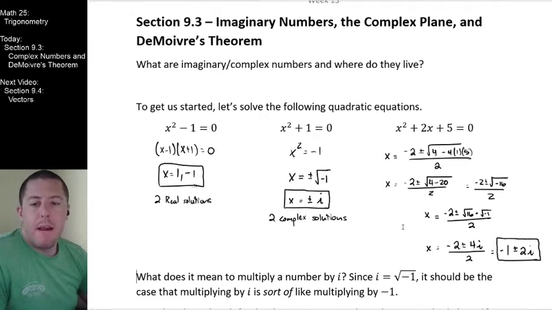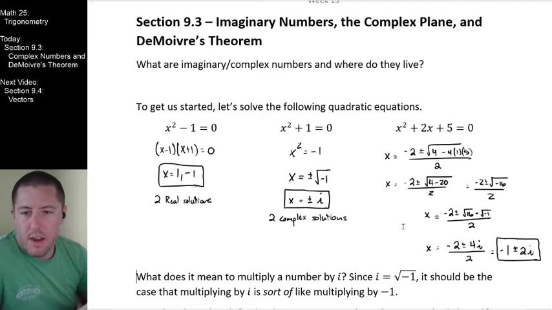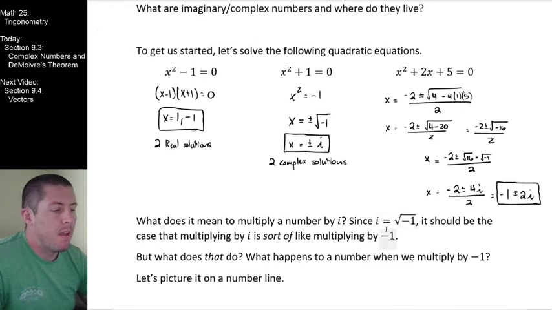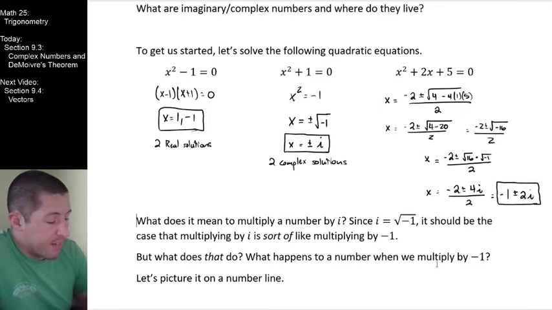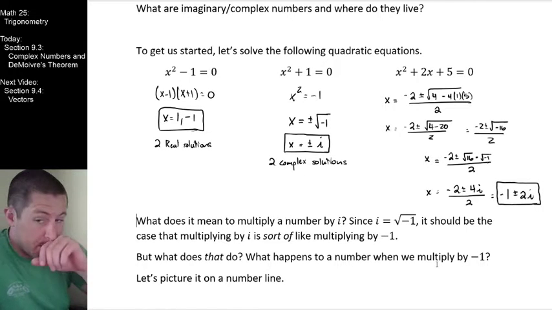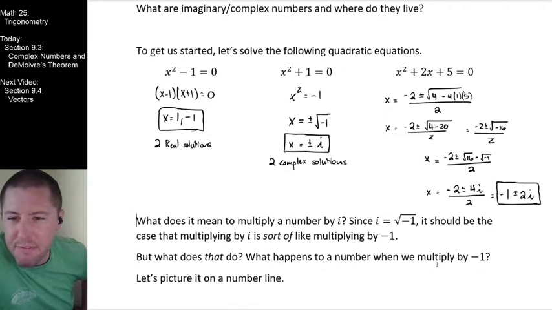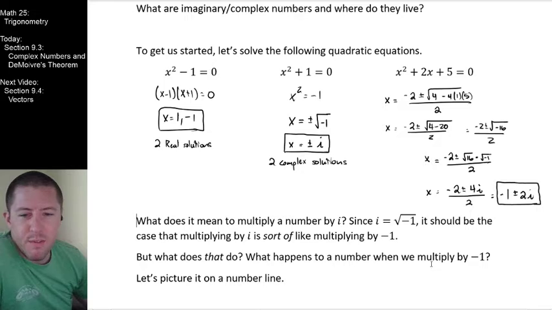So we can name anything that we want, like who really cares, right? We called this quantity i. Great. Does it mean anything to us? What does it mean to multiply a number by i? Now we're defining i to be the square root of negative 1, so it should be the case that when we multiply by i, it should be sort of like multiplying by negative 1. But honestly, if I had to say to you, hey, what does multiplying a number by negative 1 do graphically, I think it would be difficult for most of you to try and answer that.